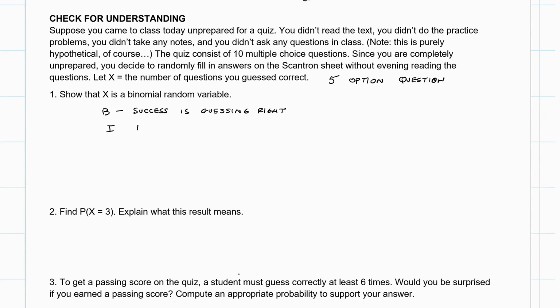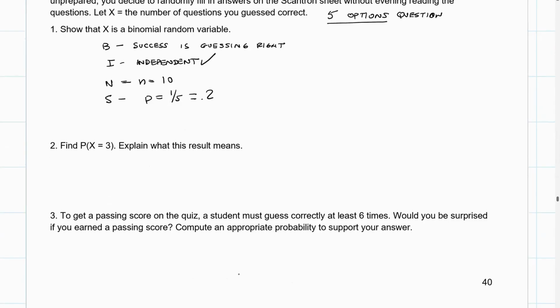Are we independent? Yeah, getting an answer correct earlier has no effect on later ones, so we're independent. Is there a set number of trials? Yeah, the number of trials is 10 because there are 10 questions. And does every trial have the same probability of success? Well, if there are 5 options per question, the probability of answering correctly is 1/5, or 0.2.